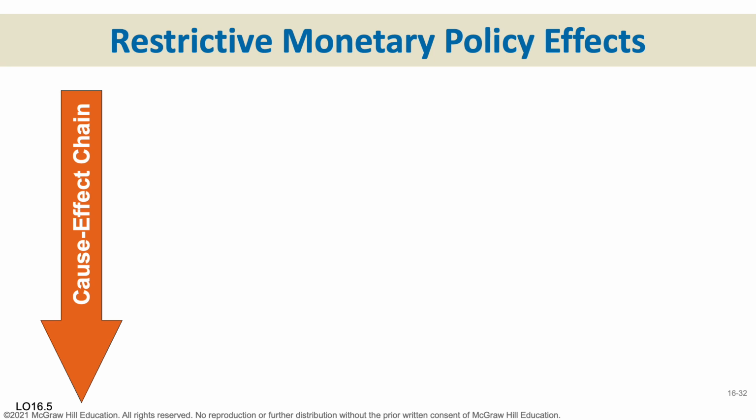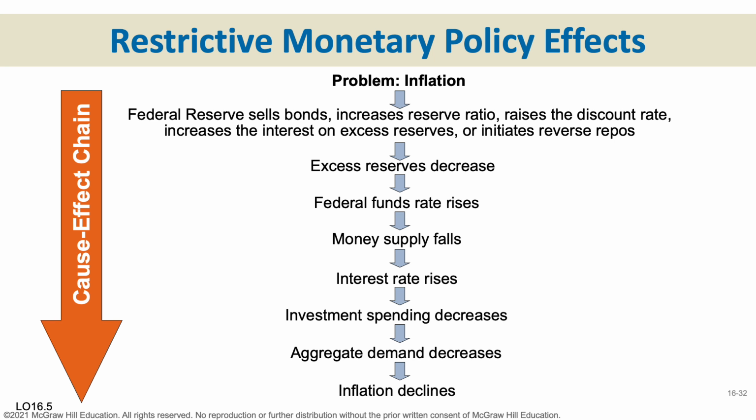We can look at that same cause-effect chain. We use restrictive monetary policy when we have inflation. So the Federal Reserve could sell bonds and all those other options there, which will cause the excess reserves to decrease and the federal funds rate to increase. Money supply goes down, interest rate goes up, investment spending goes down, AD demand goes down, and inflation goes down. So make sure you can follow this chain. It's really what you are taking a macroeconomics class for.